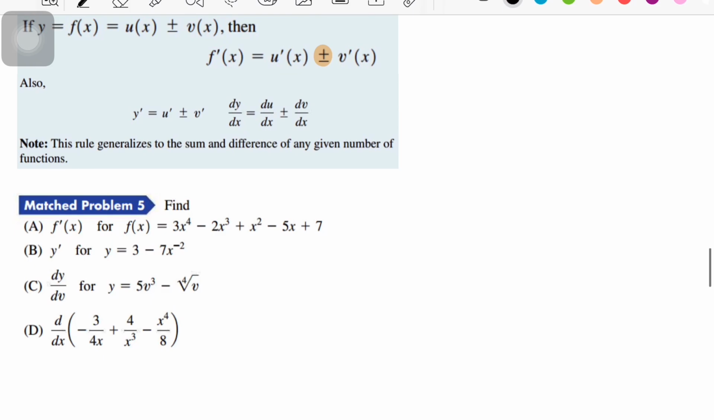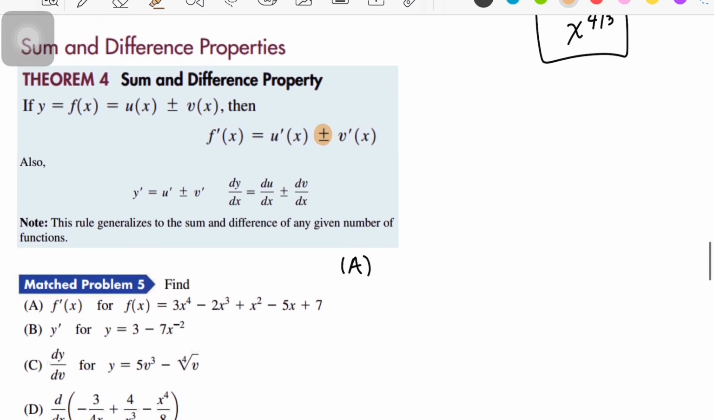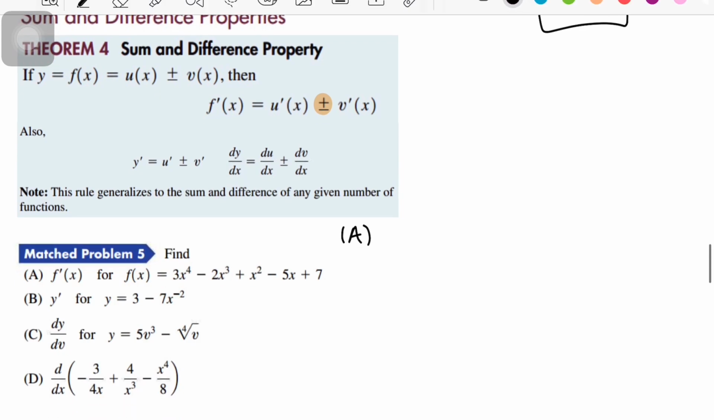So what we'll do is, of course, look at some examples so we can make sure we understand this. So let's do part A first. So we have this function here, f of x is here, and we know from our sum and difference property that if we want to find the derivative of functions that are being added or subtracted together, so like this here, we can find the derivatives of each of them individually. So what we'll do first is, I'll do some color coding.